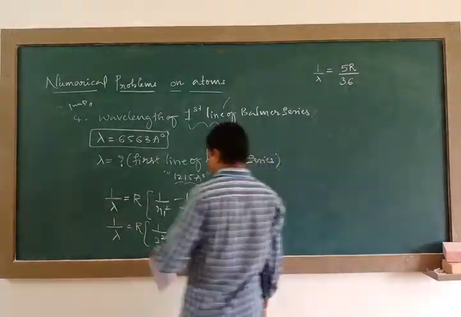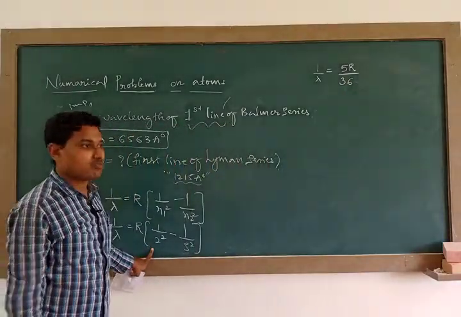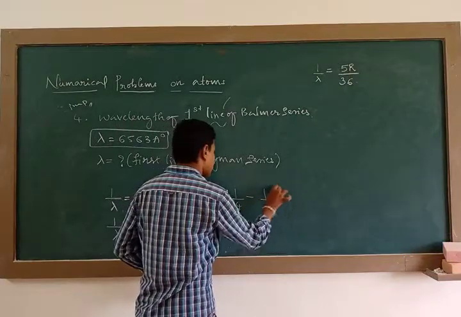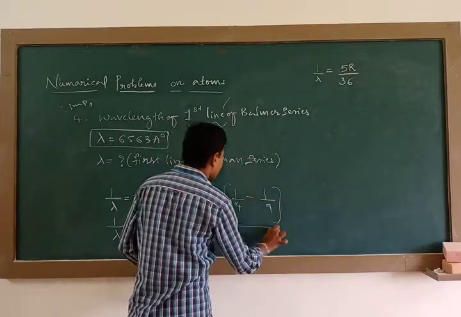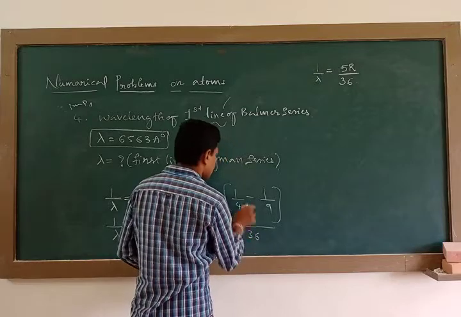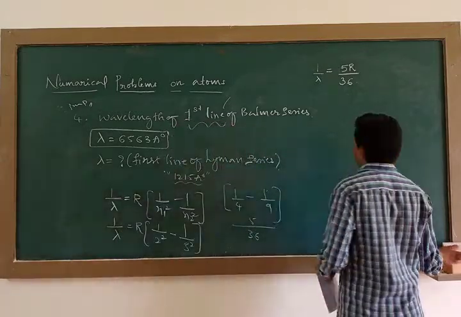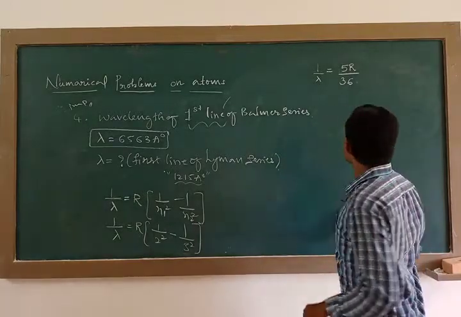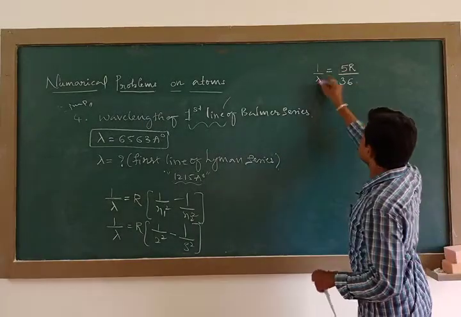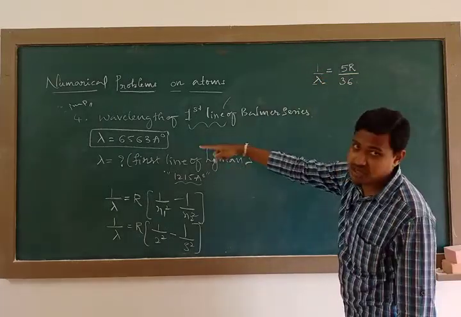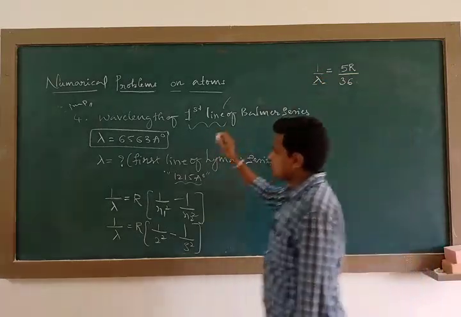You simplify this. 1 by 2 square means 1 by 4. 1 by 4 minus 1 by 3 square, that means 9. So what is the LCM of 4 and 9? 36. 9 minus 4, that is 5 by 36 into R, 5R by 36. This is all 1 by lambda is equal to. But what is the lambda of the first line of Balmer? They have given it. So what is that?